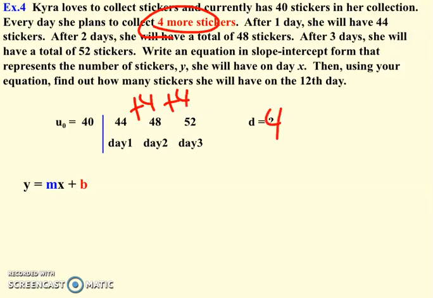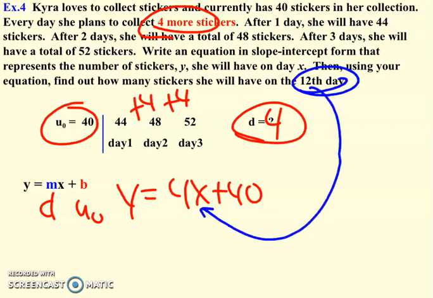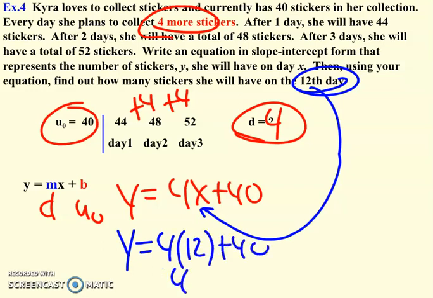Really what I want to do now is connect the idea to a linear equation, same thing we did in Chapter 1. And then the last thing it says is using your equation, figure out how many stickers she would have on the 12th day. Okay, well, for starters, we've got the value at 0, and we've got d, and if you guys remember the connection, let's go y equals 4x plus 40. And then if you're going for that 12th day idea, that's saying, let's figure out what's going on when x is 12. How many stickers would I have? Okay, so there you go.